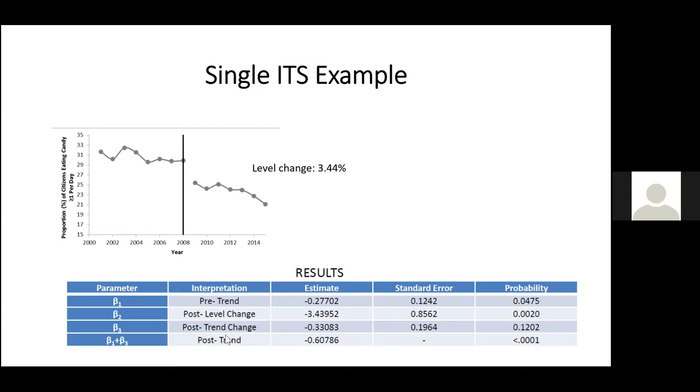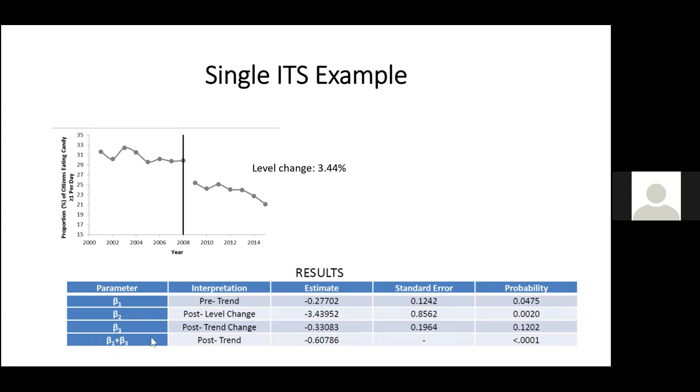So you see that the new trend, therefore, is beta 1 plus beta 3. So you have your trend in pre-intervention and post-intervention. The new trend would be beta 1 plus beta 3, because beta 3 just represents a change. So if I want to know the new slope after the intervention, I have to take the trend before the intervention plus the change in the trend to get the new trend. So the post trend is about 0.3 plus another 0.3, indicating a much more rapid decline.